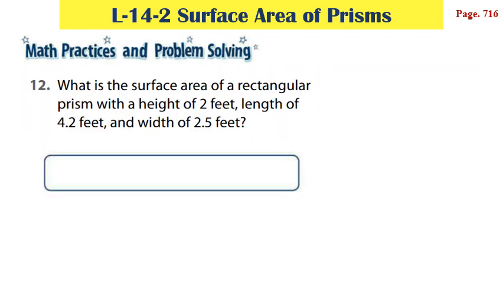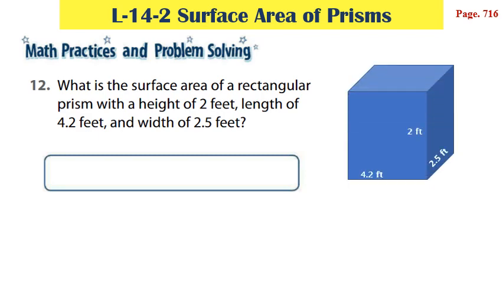Let's move on to question number 12, which is the last question today. What is the surface area of a rectangular prism with a height of 2 feet, length of 4.2 feet, and width of 2.5 feet? Repeat. What is the surface area of a rectangular prism with a height of 2 feet, length of 4.2 feet, and width of 2.5 feet?